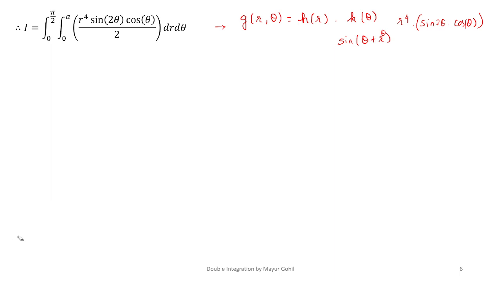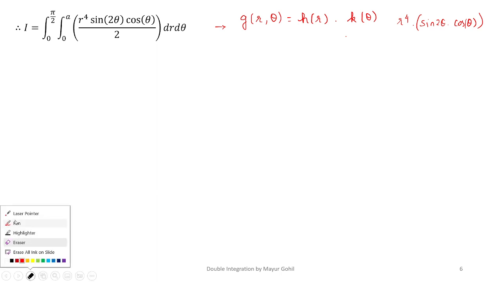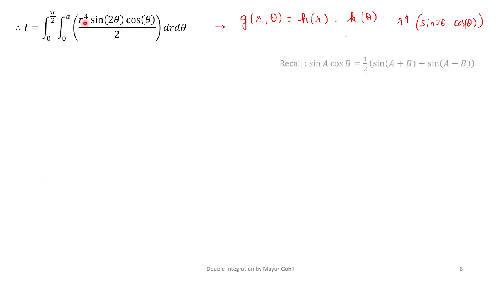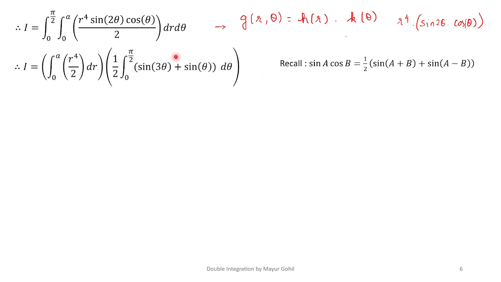Okay, so this is what I mean when the functions are multiplicative in nature. So at this point, what we can do, we can separate sine 2 theta cos theta using this formula sine a cos b as half of sine a plus b plus sine a minus b. Okay, and I'll have this thing written.